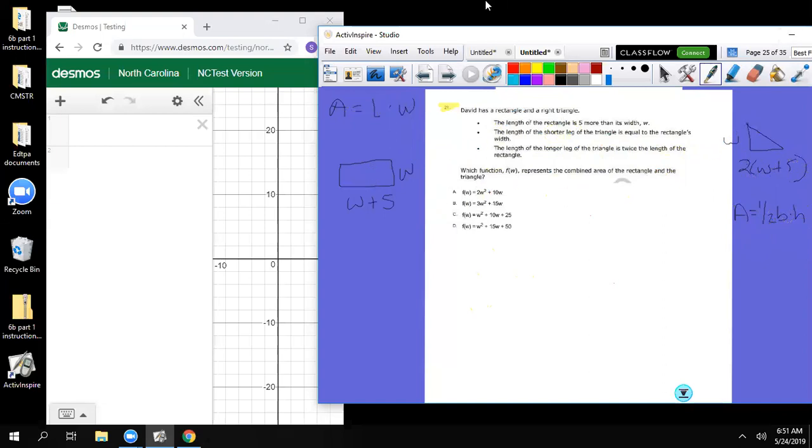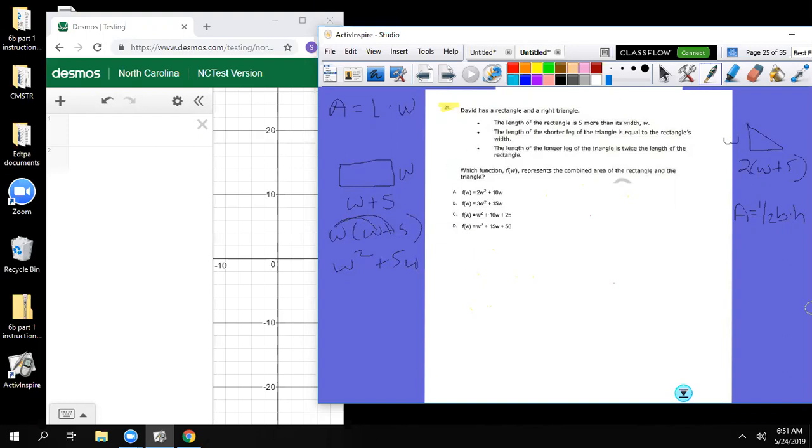So we're going to go ahead and perform our operations here, length times width. So we have W times W plus 5. We can do rainbow or any other method that works for you. If you like stacking it, if you like doing the box method, whatever works for you is fine. So I have W squared plus 5W, and that represents the area of the rectangle on this side.